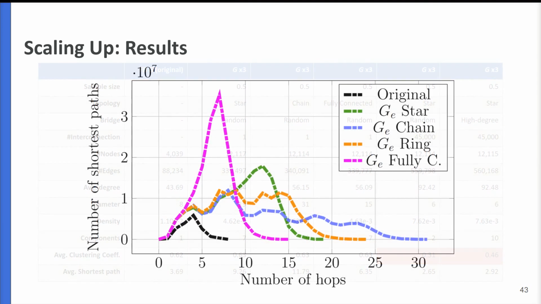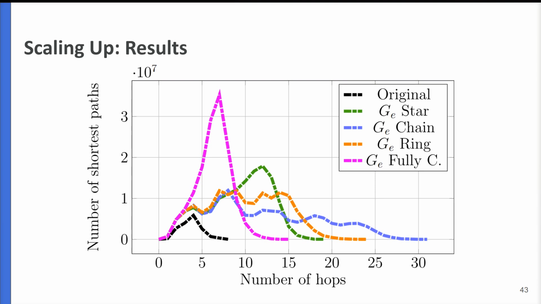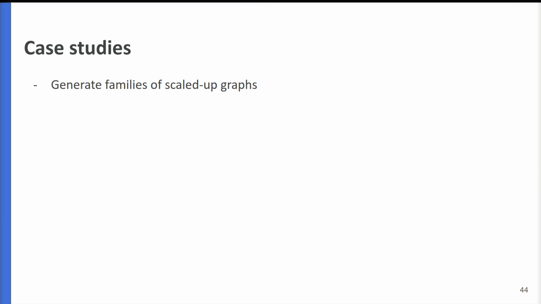Another interesting result is that if we look at the shortest path distribution, where we only use different topologies, we see that the chain topology has the longest number of hops, followed by the ring, star, and fully connected topology. And all these results adhere to our models and expectations. Now, similarly to how Graph 500 can generate families of graphs, our tool can be used to generate families of scaled graphs that can be subsequently used for performance analysis.